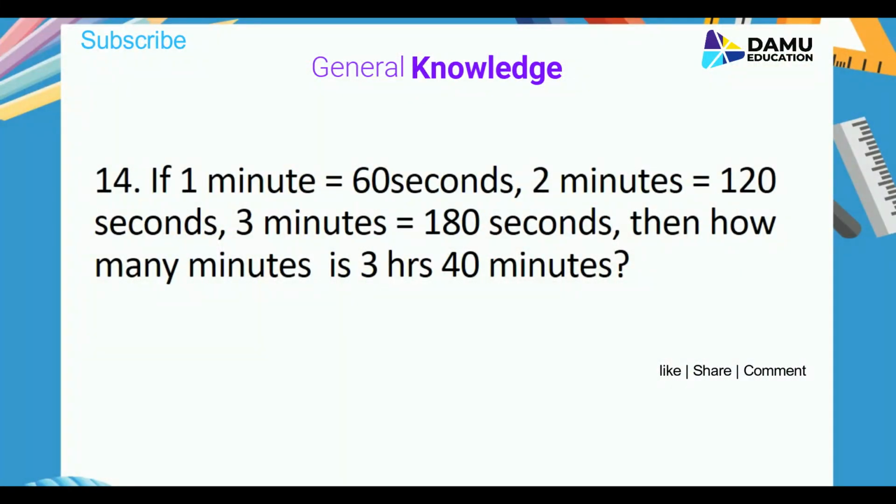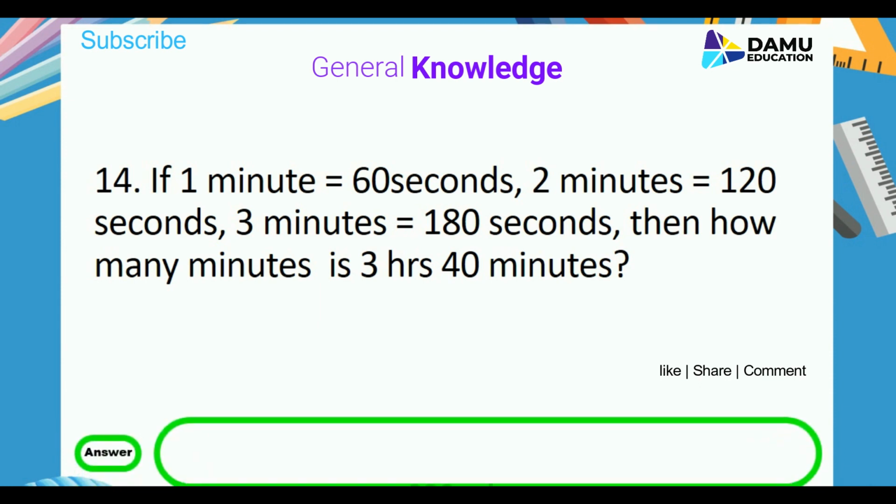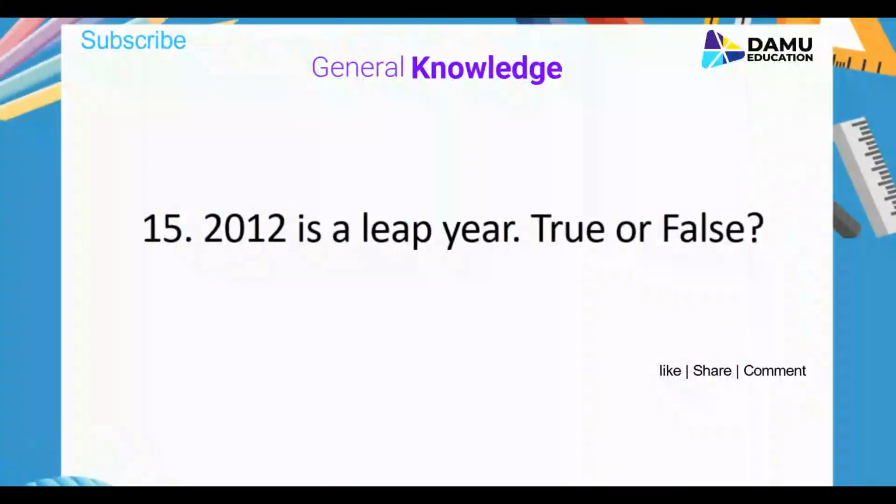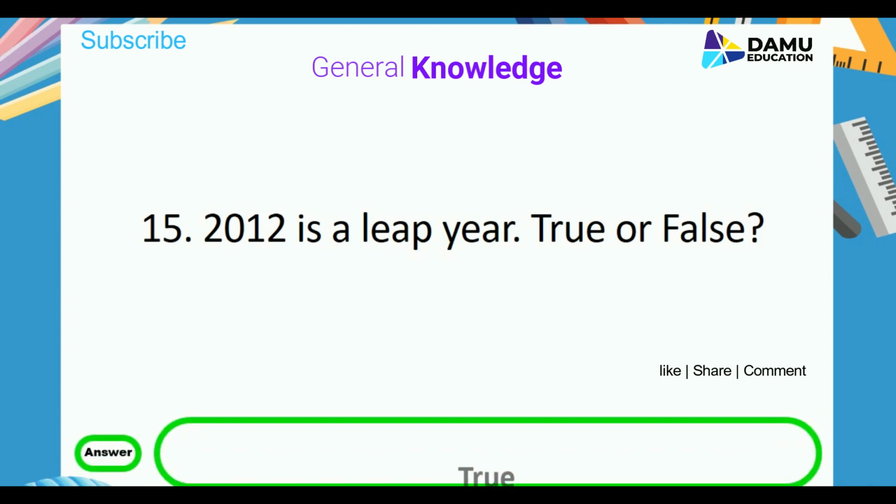If 1 minute is equal to 60 seconds, 2 minutes is equal to 120 seconds, 3 minutes equal to 180 seconds, then how many minutes is 3 hours 40 minutes? 3 hours means 3 into 60, that is 180, plus 40, 220 minutes. 2012 is a leap year, true or false? 2012 is divisible by 4, then it is a leap year. Yes, leap year.